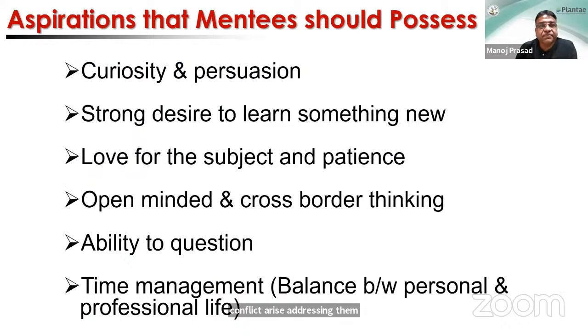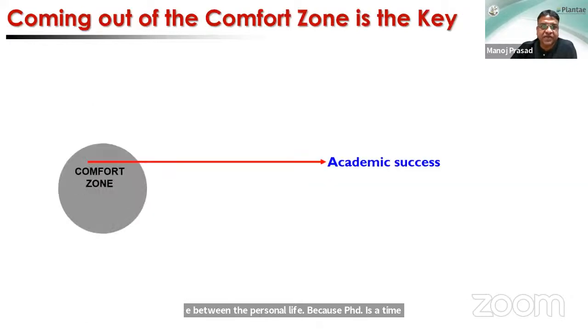What aspirations should a mentee have? They should have curiosity and persuasion, a strong desire to learn something new, love for the subject and passion, because all subjects, I think, are equally good. The mentee should love the subject they want to work on. Open mind and cross-border thinking is very important in the present context. The ability to ask questions, even silly questions, is important, so that you can come out of the hindrance. Time management is another important aspect, balancing personal and professional life, because a PhD is a time-bound process. So you have to get the most out of it by managing time between personal and professional.